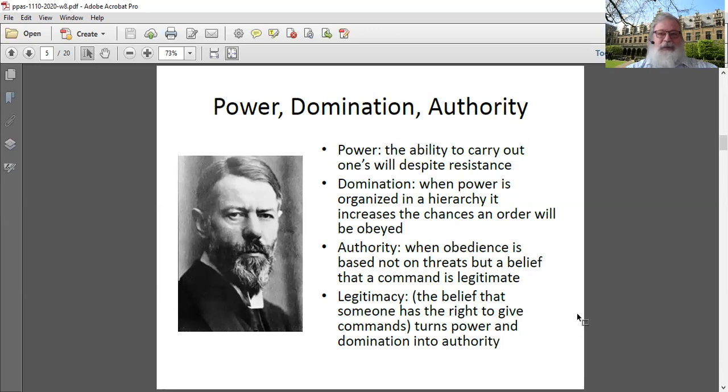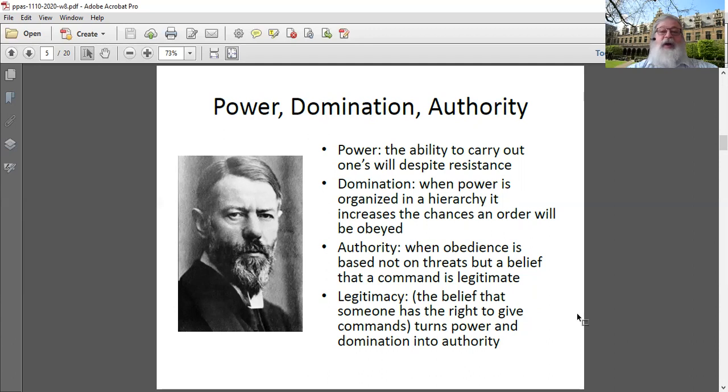Domination occurs when power is organized in a hierarchy so as to increase the chances an order will be obeyed. More often than not, the prime minister does not have to cajole and convince members of parliament to vote for their legislation because a majority belong to the prime minister's party. And the party is organized in a hierarchy with the prime minister at the top and the ministers in the middle and the ordinary members of parliament who make up the majority of the political party at the bottom.